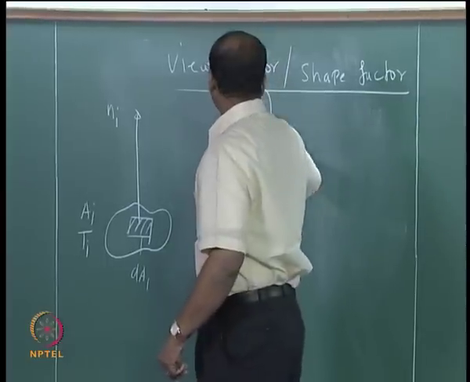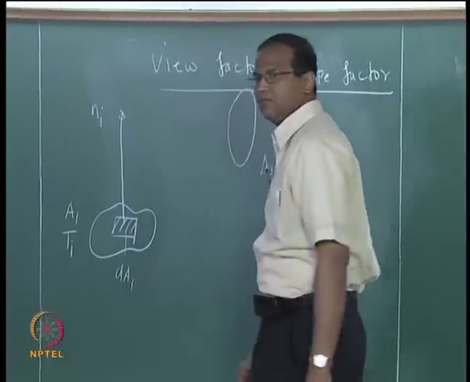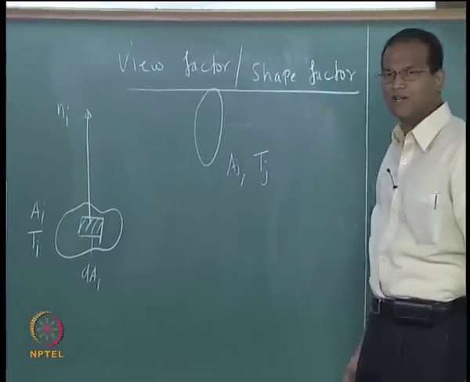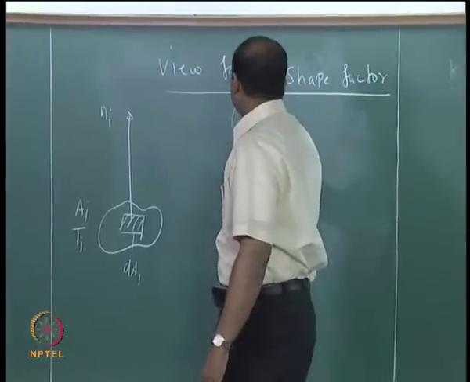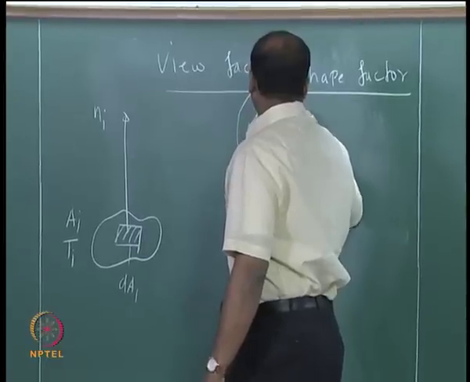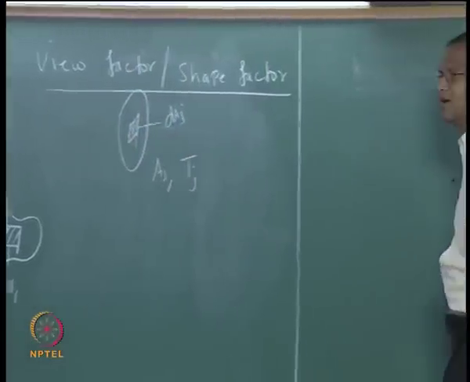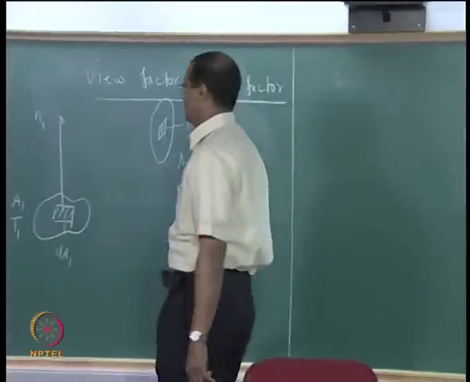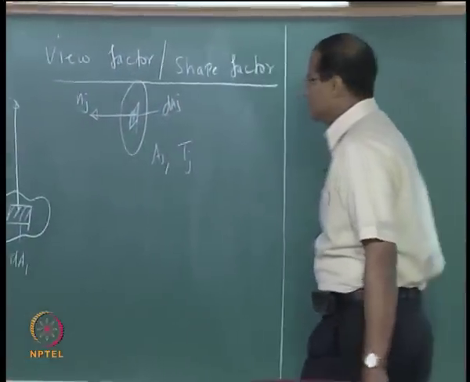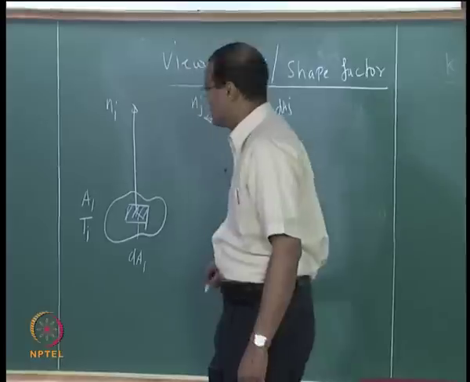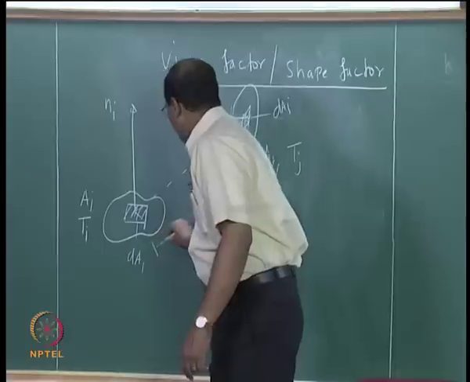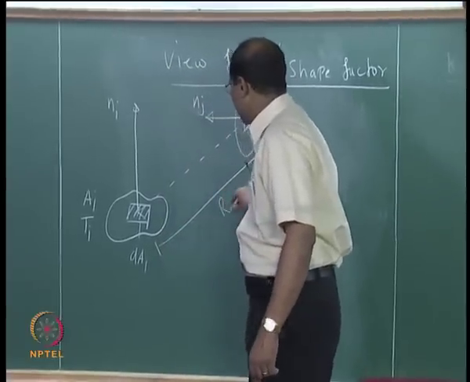There is one more surface, AJ, which has a temperature TJ. Let us not worry about emissivity now. I am taking an elemental area dAJ. The unit vector is NJ. Now, I connect the centroid of this to the centroid of this, and this distance I call radius R.